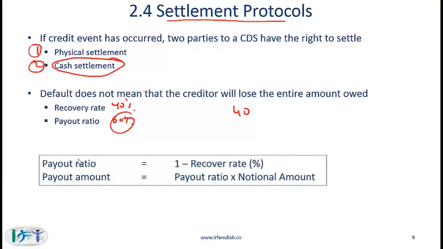So let's make this more concrete. The payout ratio is 1 minus the recovery rate. Again, this payout ratio is what the protection seller will pay. So the payout is from the context of the protection seller, and obviously that is the amount that the protection buyer will receive. This is 1 minus the recovery rate, and therefore the payout amount is simply the ratio multiplied by the notional amount.